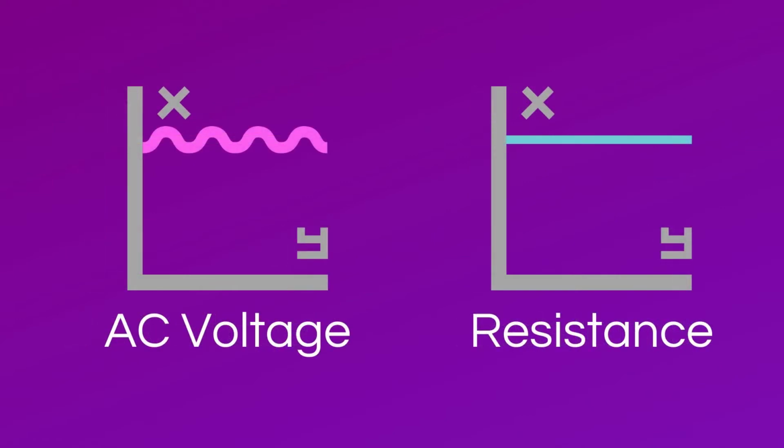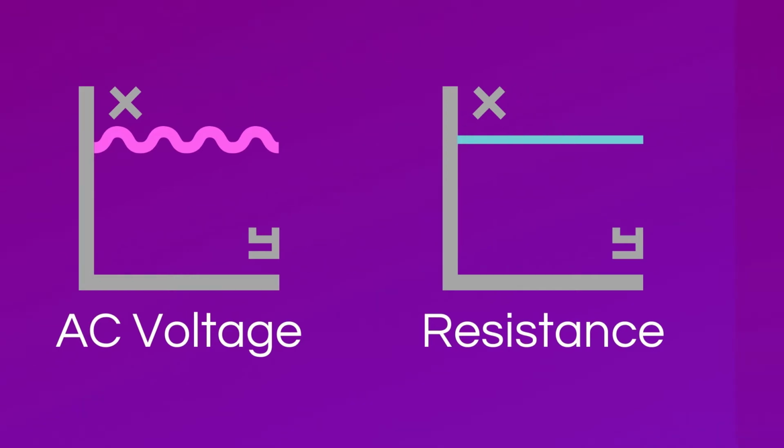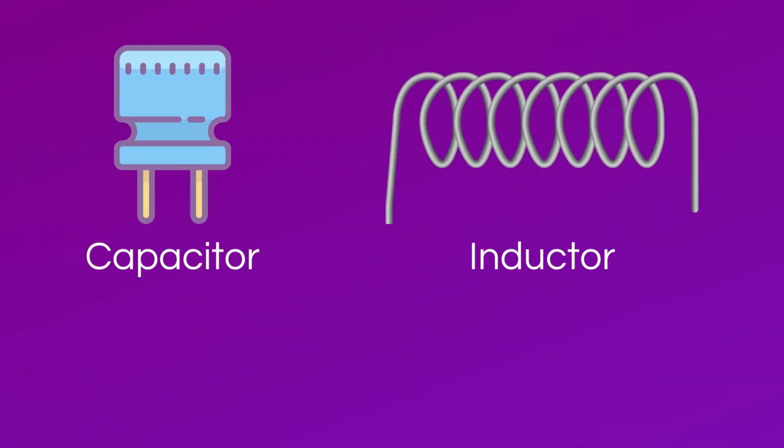AC voltage has direction in both the x and y planes. However, resistors in AC circuits only affect the AC voltage and current in the x direction. So what components provide resistance in the y direction for AC circuits? The answer to that is capacitors and inductors.